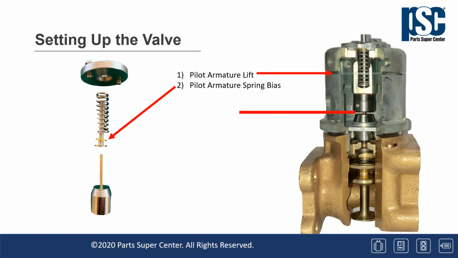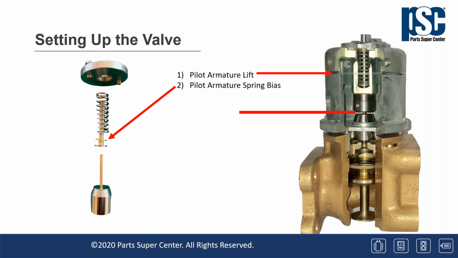To set up the valve for proper operation, the pilot armature spring bias needs to be set correctly for the operating pressure of the breaker. And also the pilot armature lift needs to be established per the instruction book for the circuit breaker or the mechanism. The pilot armature lift is the first thing you want to set.